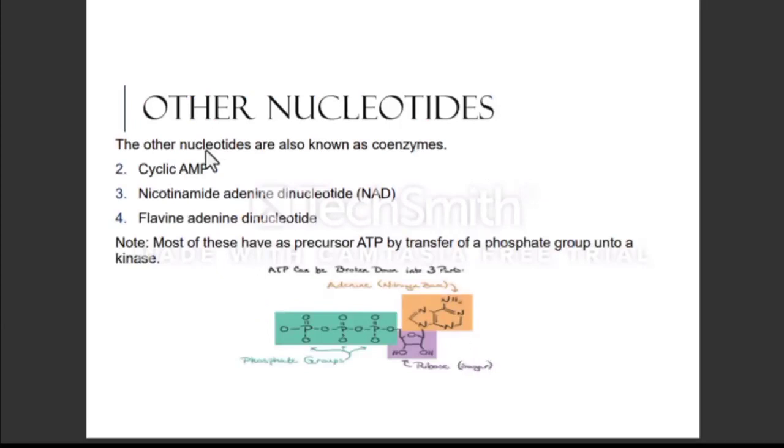So other types of nucleotides, we actually call them coenzymes. So you have cyclic AMP. We are going to see this very deeply, especially when we do endocrinology. Then we have nicotinamide adenine dinucleotide, okay, that one is also abbreviated as NAD, which helps as a hydrogen transporter. It helps to transport hydrogen or to reduce some particular agents. So you have flavin adenine dinucleotide, or that is also called FAD, okay. So most of these are precursors of ATP by transfer of a phosphate group onto the kinase.